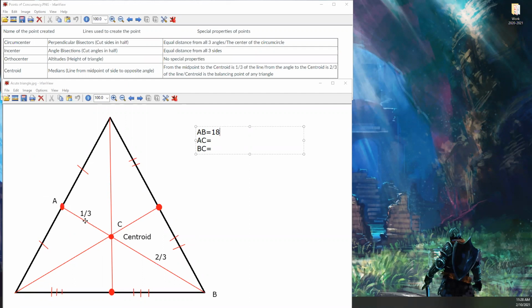Now, centroid says that from A to C is 1/3 of the whole line. Okay, well, if the whole line is 18, we can figure that out pretty easily, too. So all you'd have to do is do 1/3. I'm going to draw it all out so you guys see everything because, why not? There we go. So it's going to be 1/3 times 18. And I'm going to teach you how to do this in a very, very, very easy way. Now, of course, times 1/3 is actually really easy, but let me show you this real quick.